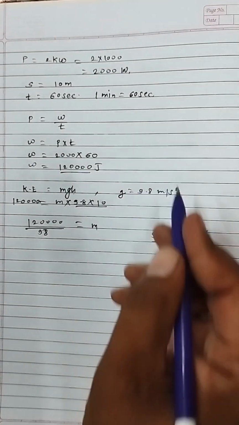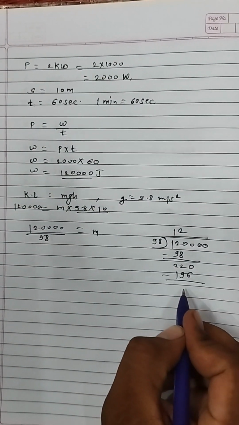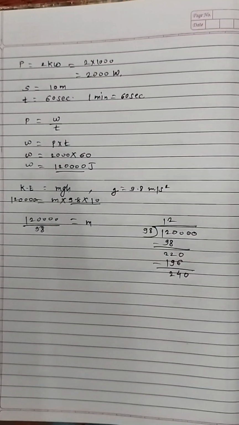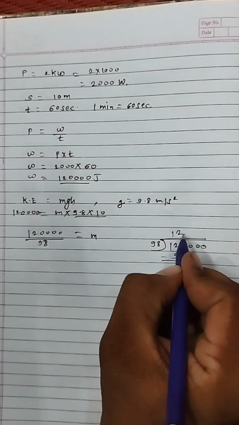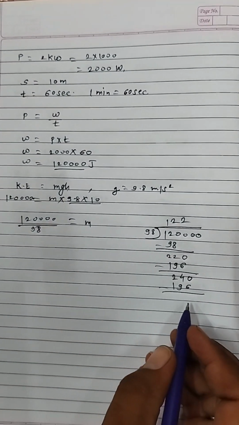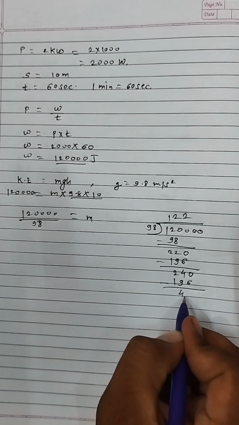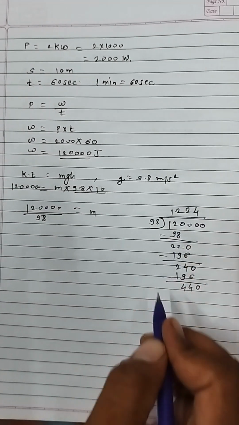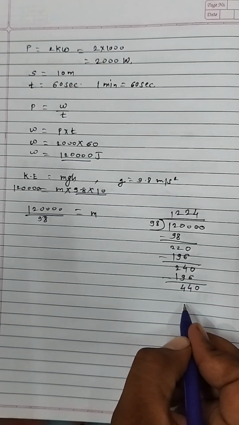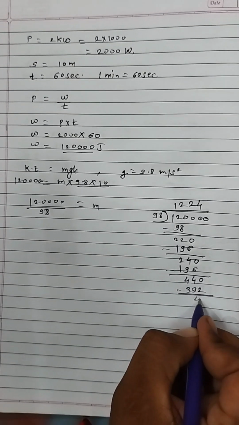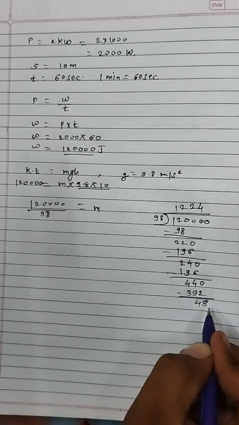196. You have to make a table here. You can write it. Then here you will get 24. One more zero, so we will get 240. Again 98 twos are 196. Then subtract it. What will you get here? 44. Take 0. 98 fours are 392. So you will get here 480.